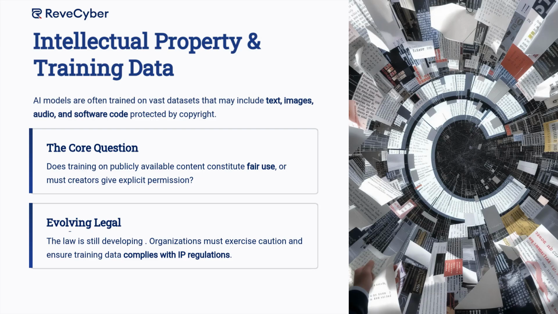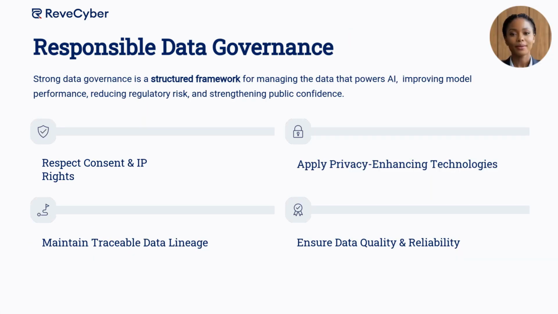For organizations building AI systems, this means they need to be careful about where their training data comes from and whether they have the legal right to use it. Ensuring that training data complies with intellectual property rules is now a key part of responsible AI development. When you step back and look at everything we've covered, it becomes clear that data governance is really about managing the entire life cycle of the data that powers AI systems.